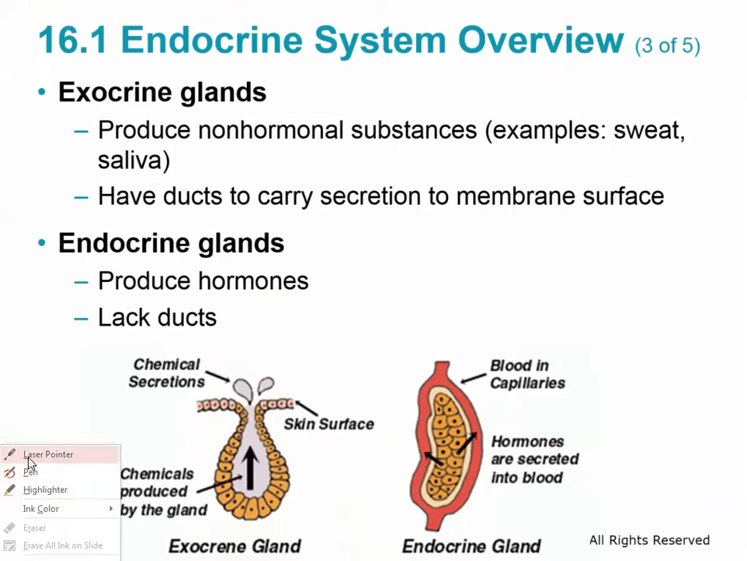So this figure here is comparing your exocrine and endocrine glands. See here, the exocrine, we have a small duct, this little channel that's going to carry these secretions to the surface, whereas your endocrine glands are going to be surrounded by capillaries and blood vessels, so those cells can secrete their hormones directly into the bloodstream.